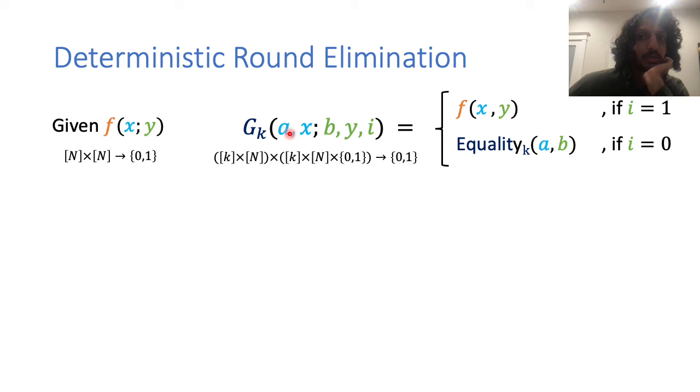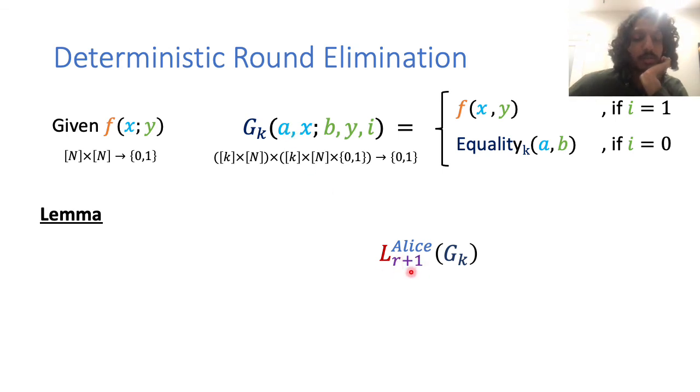And so what we're able to prove, our main lemma, is that if you look at the R plus 1 round communication complexity of G, I should mention this parameter K here is important. G has some parameter K associated with it, and K is going to determine the size of this equality. So how many bits is equality going to be on? So that's where K factors in.